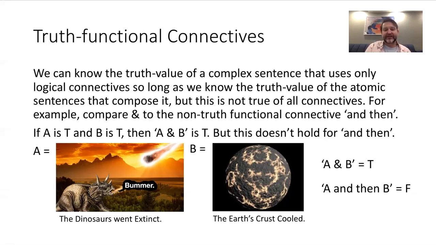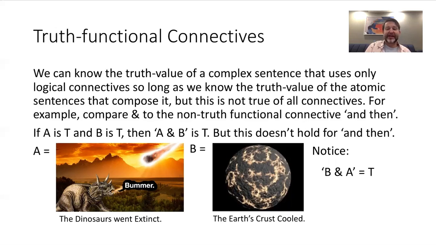They have this unique feature. Notice also that B and A remains true, right? So if we know that B and A are true, then B conjunction A remains true. But B and then A also goes true. But clearly its truth value depends upon something other than just the meaning of the sentences themselves, since A and then B was false and B and then A was true.